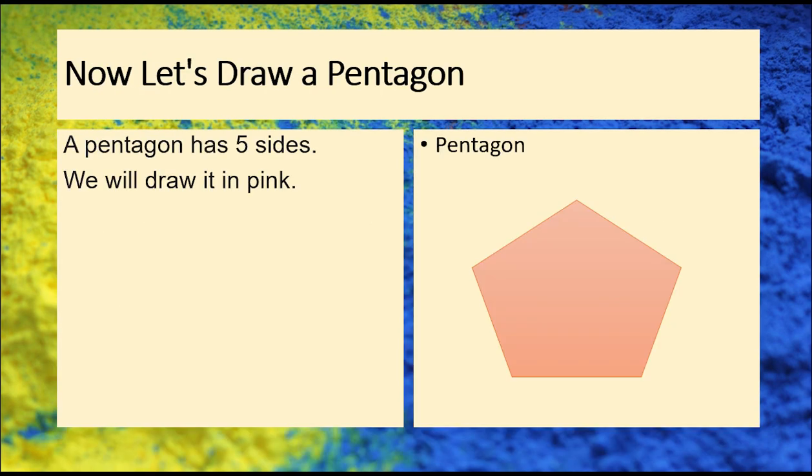Now let's draw a pentagon. A pentagon has 5 sides. We will draw it in pink. Here's a picture of a pentagon.